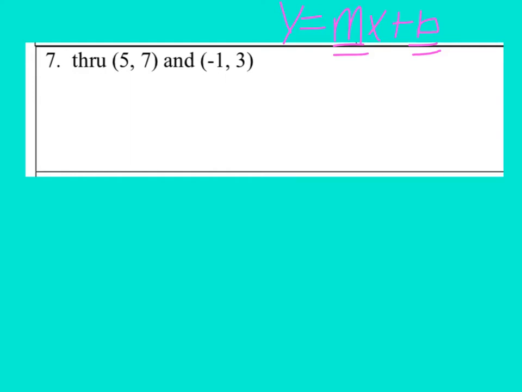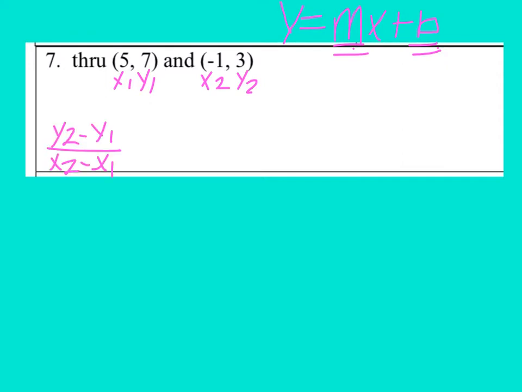Alright, so number 7 gives us 2 points. So remember that when we need to find the slope and the y-intercept, one thing we can find with 2 points is the slope by using the slope formula. So we are given an x1, y1, x2, y2, and I'll write down the slope formula.